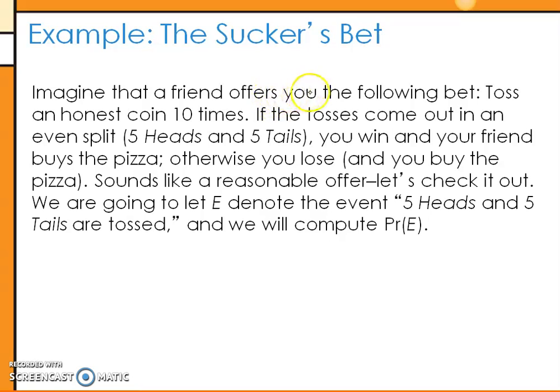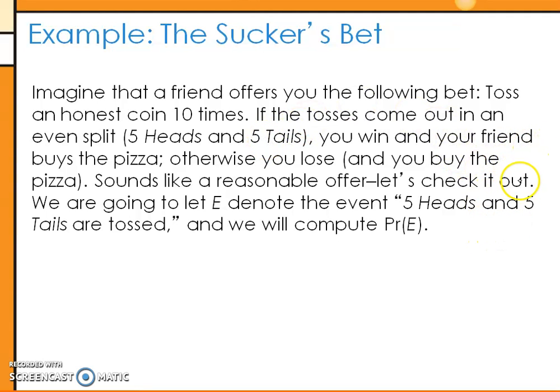Okay, so let's look at an example of this. Imagine somebody gives you a bet. You toss an honest coin, or they'll say fair sometimes, so there's that word coming out, 10 times. If it comes out 5 heads and 5 tails, you win, and your friend buys the pizza, otherwise you lose. So at first, this seems like a decent bet. You go, well, there's a 50% probability of getting heads or tails, so it seems pretty good. You would get 5 heads and 5 tails.